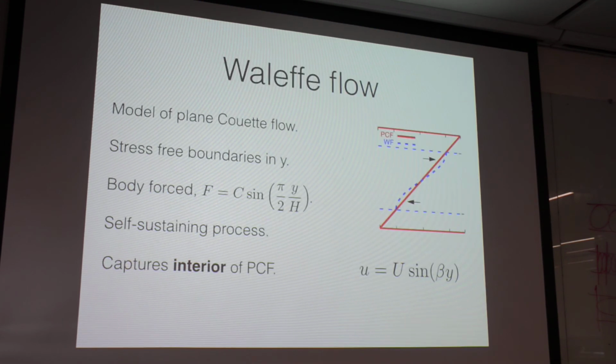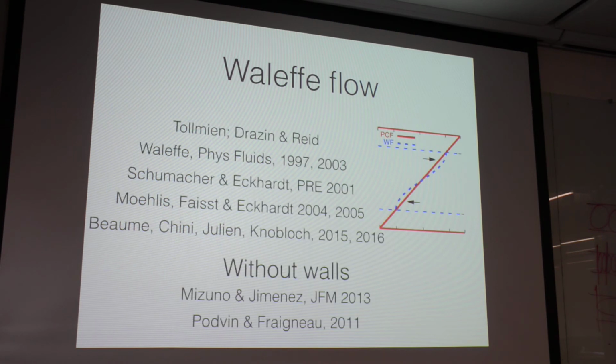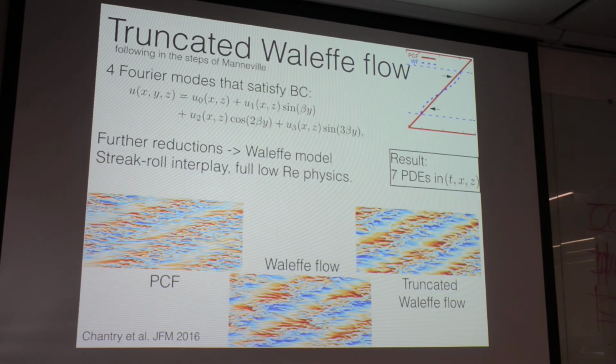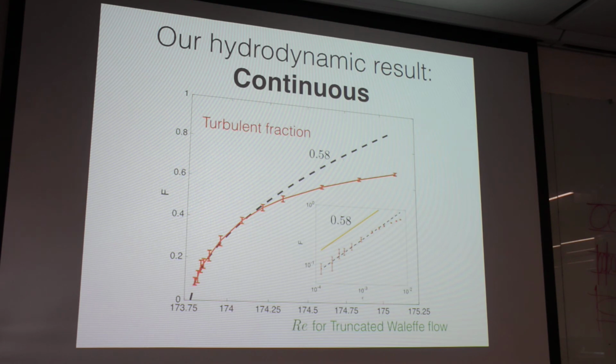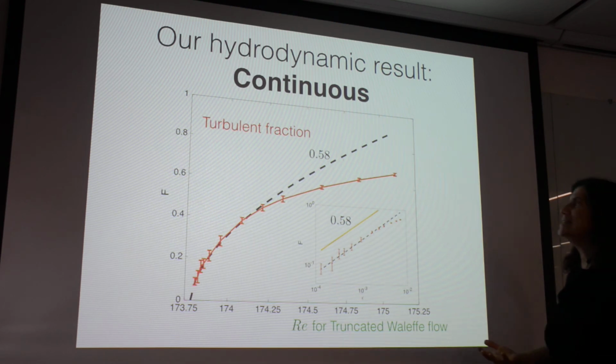And how are large domains possible? Well, we already answered that question just before. We're doing Waleffe flow, which captures, we claim, the interior of plane Couette flow effectively. We have evidence for that. Waleffe flow has been studied by these people. It produces bands. All this we already saw. And now we're going to answer the question of whether it's continuous or discontinuous. Obviously, based on what I told you about the smallness and the bigness of the domain, our answer is that it's continuous.